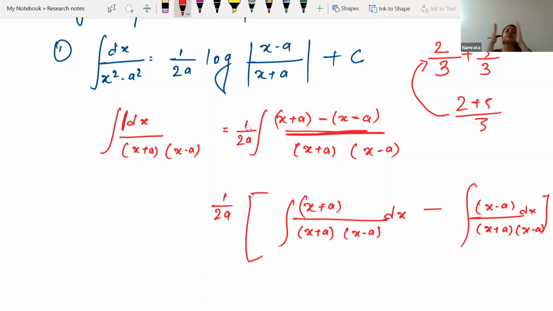We are having something minus something by a denominator. Denominator x plus a, x minus a is a single thing for us because both are in multiplication. So I am taking first numerator with all the denominator. I am taking the second numerator with all the denominator. Okay.